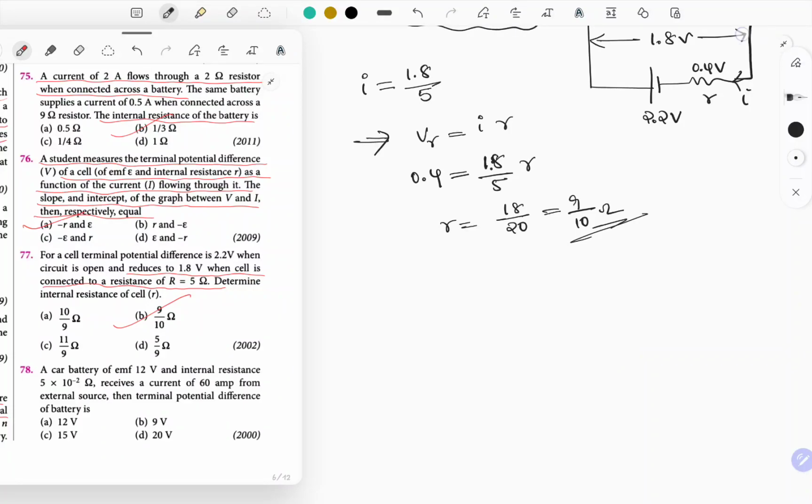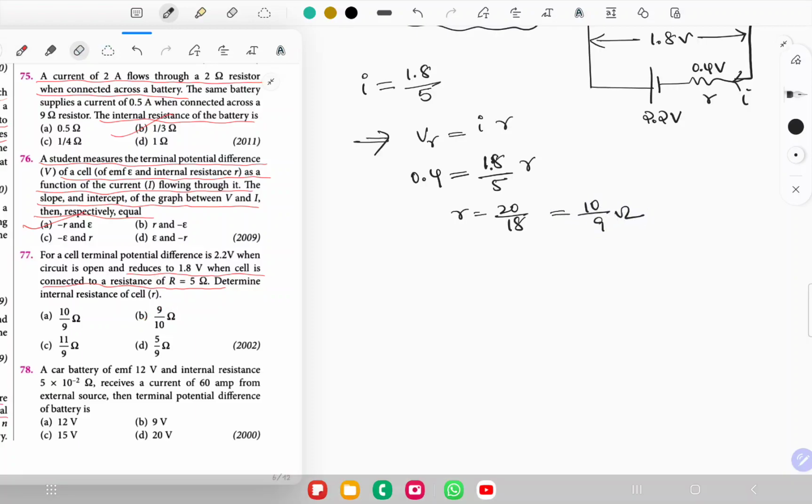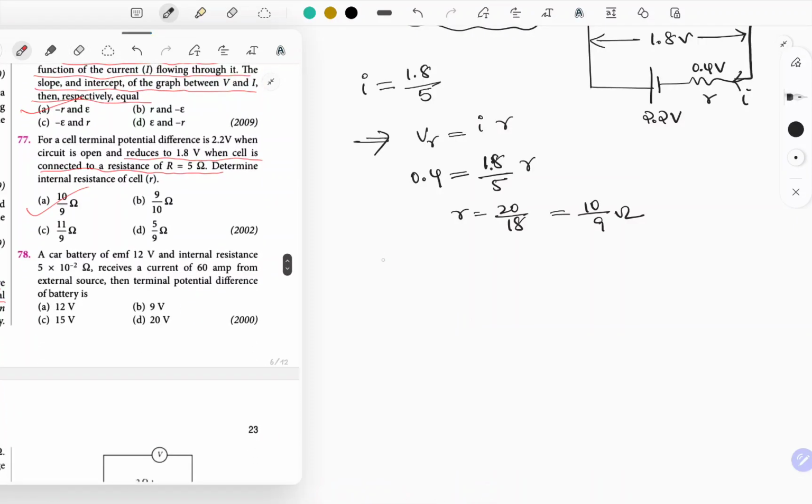Is it option B? Sorry, it's going to get reversed here, no? And R is equal to 20 by 18 will come, which will be equal to 10 by 9 ohms. Option A is correct, not option B. So let's try the next question, question number 78.